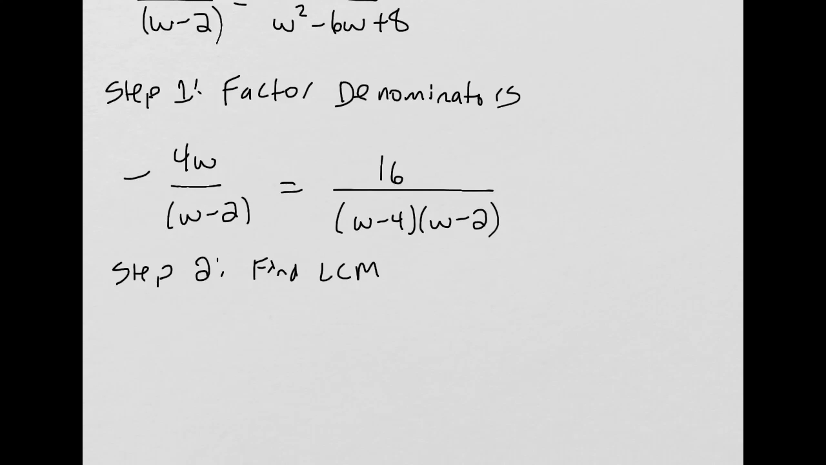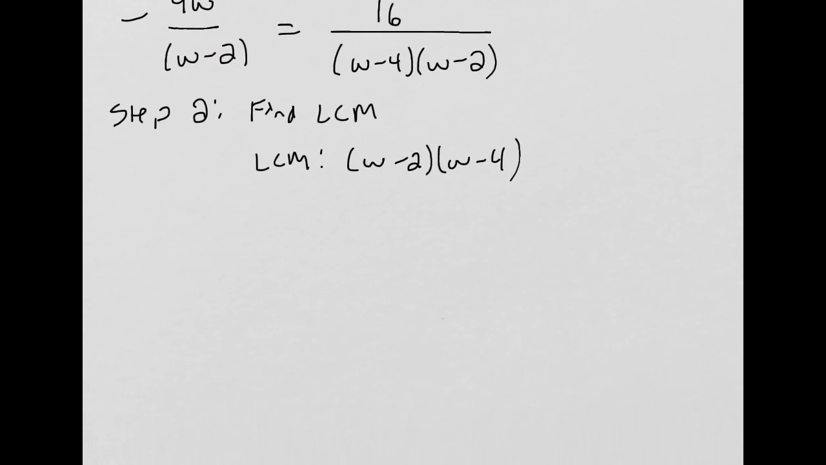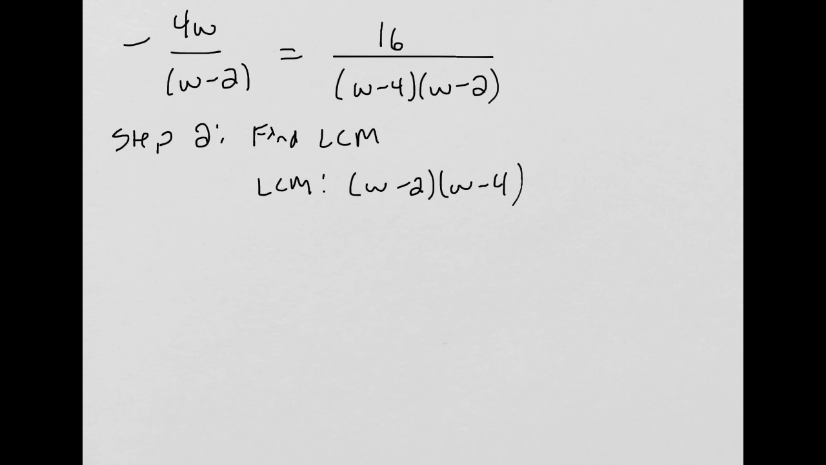And so remember that the least common denominator is going to be a multiple of our denominators. So that means in this case it's got to have a w minus 2 factor in it to be a multiple of this guy, and also to be a multiple of this guy it has to have a w minus 2 factor. It also has to have a w minus 4 factor in it. So our least common denominator is going to be w minus 2 times w minus 4. Our third step then is to distribute that least common denominator to both sides of my equation.